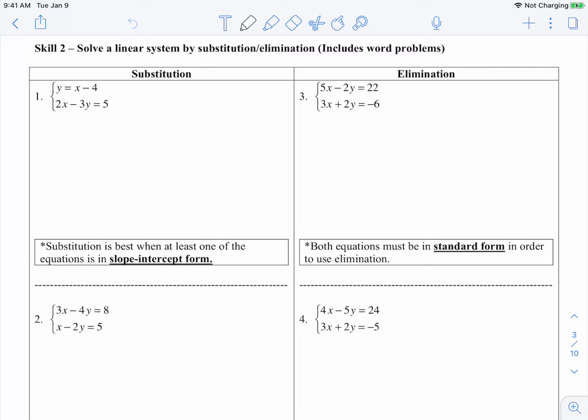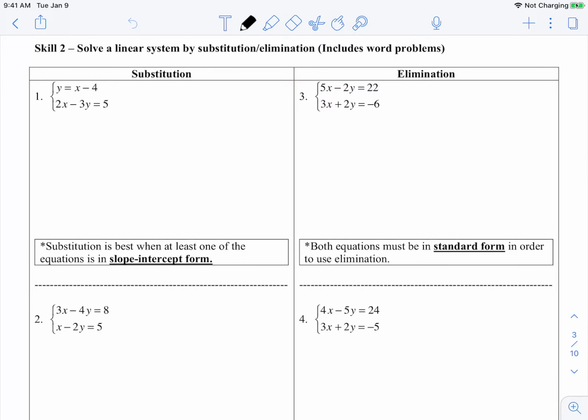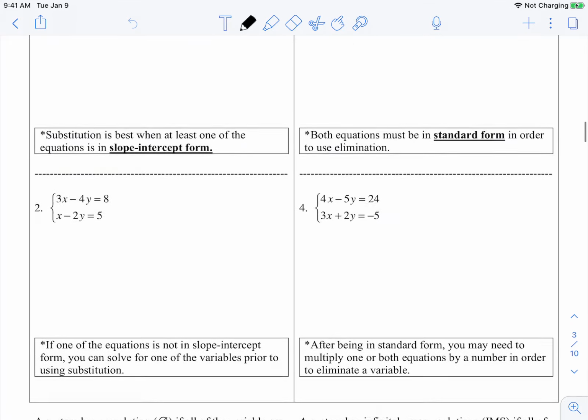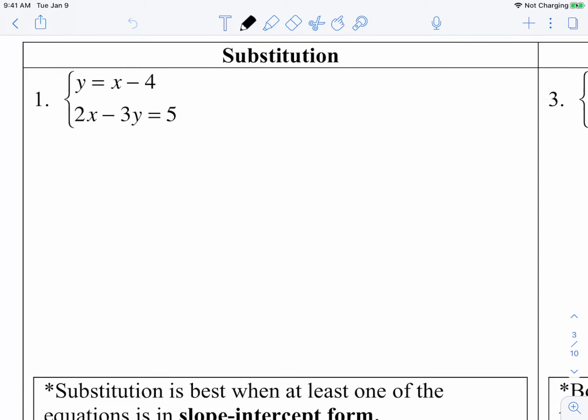Right, note skill 2 for unit 5. We're going to do this in 2 parts, 2 videos, okay? I'm going to do substitution in one video and elimination in the other video, okay? So let's take a look at how we solve systems with substitution.